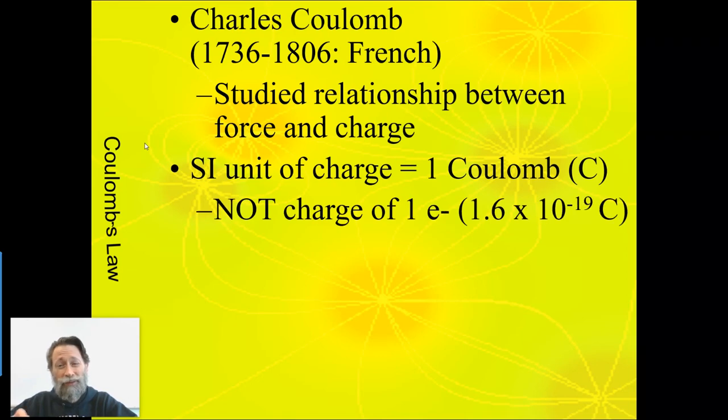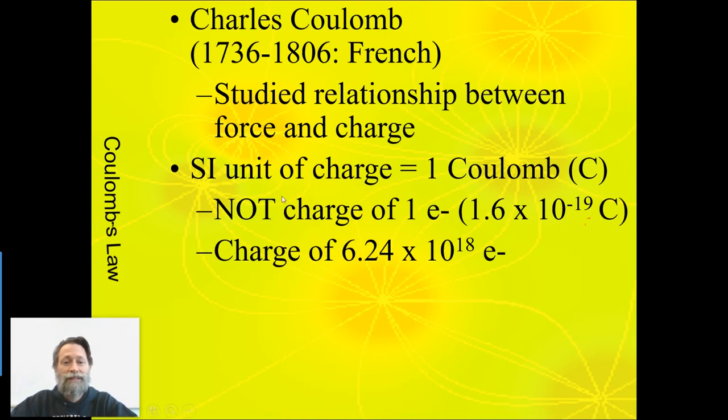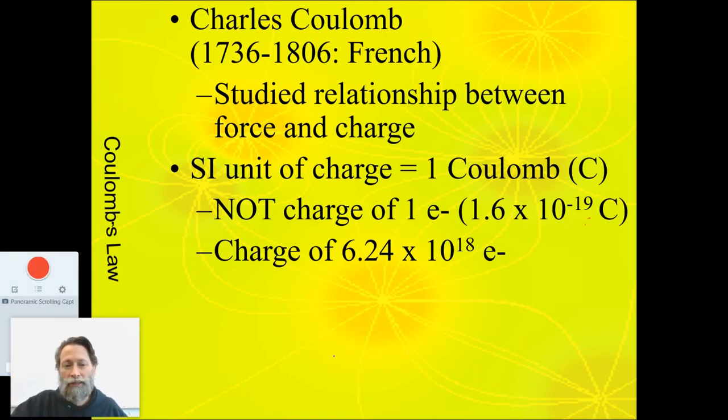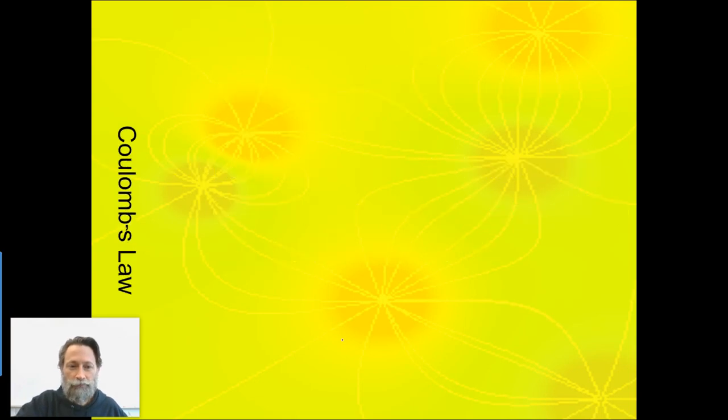Now, it is a really, really large unit. Notice that it is not the charge of 1 electron. So 1 electron is 1.6 times 10 to the negative 19th Coulomb. The electron is a really, really small charge. The Coulomb unit itself is really big. So it takes 6.24 times 10 to the 18th electrons to make 1 Coulomb. That's the difference in that.